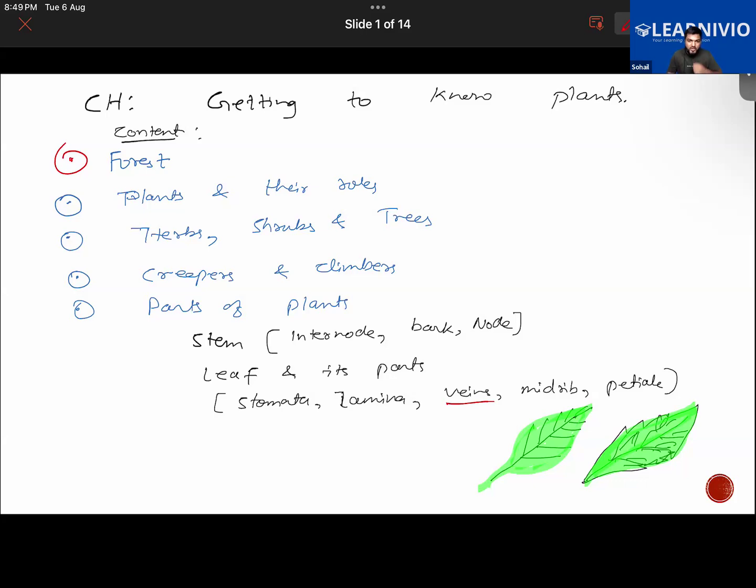Okay. Furthermore, when we look at the seeds of the plants, you all would have seen, if you were to look at the seed of gram, that is chana.